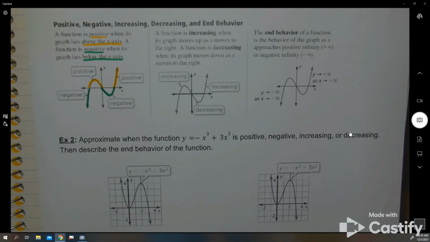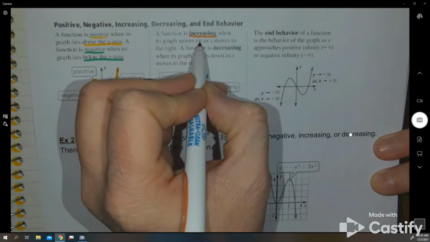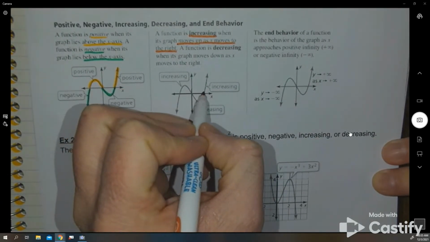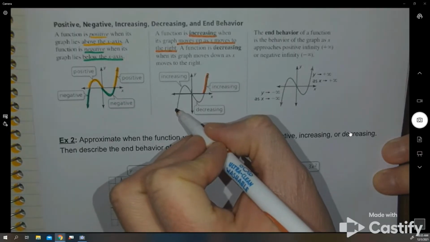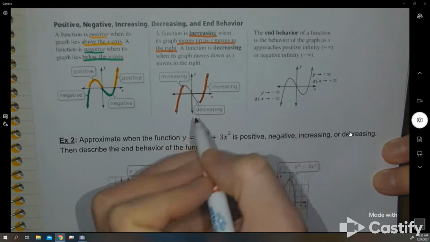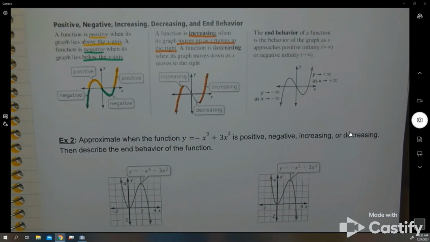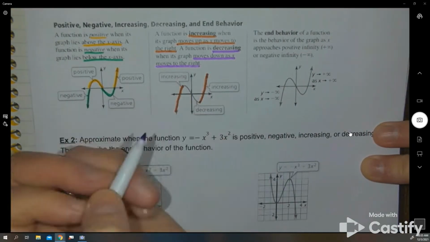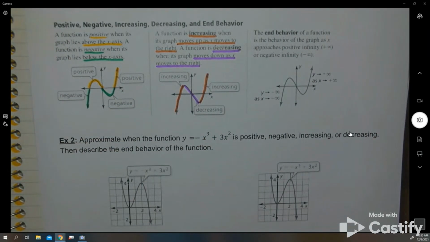Then we're going to talk about increasing and decreasing. So if the function is increasing, that's when the graph moves up as x moves to the right. So as we're going to the right, always reading left to right, this part here is going up. This part here is going up. Even this part right there is going up. But then if we have a section that is decreasing, that means that it's going down as we go from left to right. So this section here would be considered decreasing because as you read from left to right, it's moving in a downward direction.